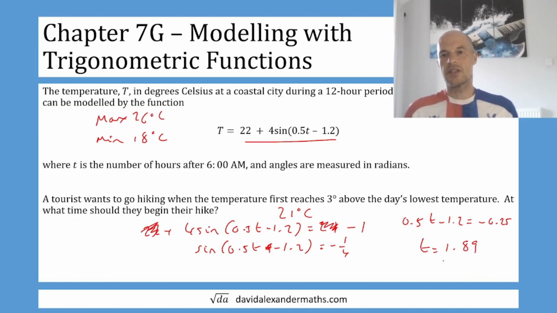1.89. So it's 1 full hour and 0.89 of an hour after 6 a.m. So if I add on that 1 hour, then that will be 7. So it's going to be 7 something. Obviously it can't be 7.89. That doesn't make sense. It's 0.89 of an hour. So I'm going to subtract the 1 from the 1.89. So I've got 0.89 of an hour times 60 to turn it into minutes. That is 53.4. I've rounded to the nearest minute, and that is 54. So they should begin their hike at 7:54.